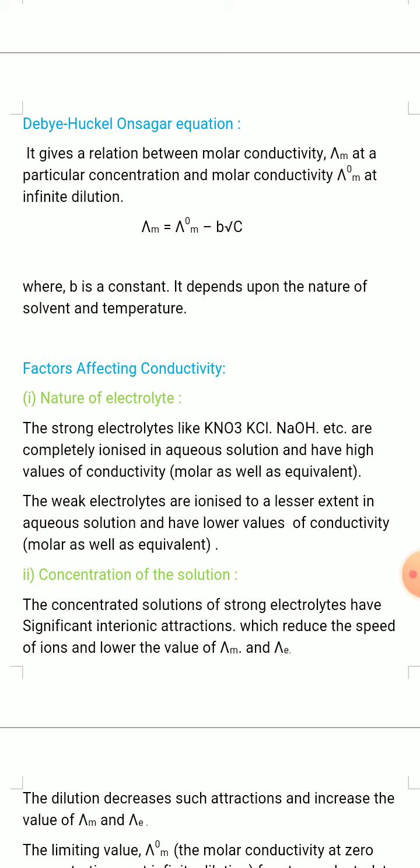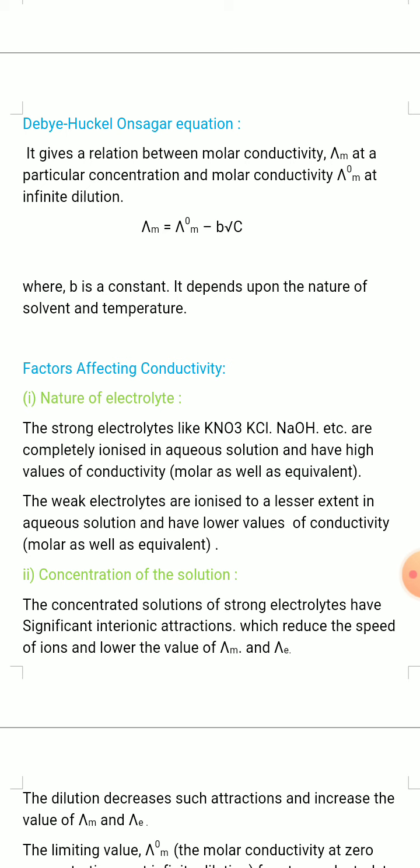Today I am going to discuss the Debye-Hückel-Onsager equation, factors affecting conductivity, and Kohlrausch's equation, Kohlrausch's law. First, the Debye-Hückel-Onsager equation gives the relationship between molar conductivity, that is lambda m, and molar conductivity at infinite dilution, that is lambda m 0. The value of lambda m 0, that is conductivity at infinite dilution, is always higher than the conductivity at any particular concentration.